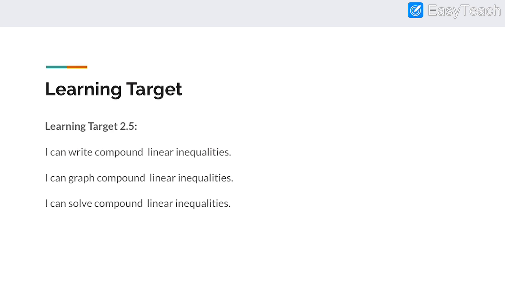All right, we have 3 different learning targets today. Please make sure you write down all 3 of them. The first one, I can write compound inequalities. The second one, I can graph compound inequalities. And then the third one, I can solve compound inequalities.